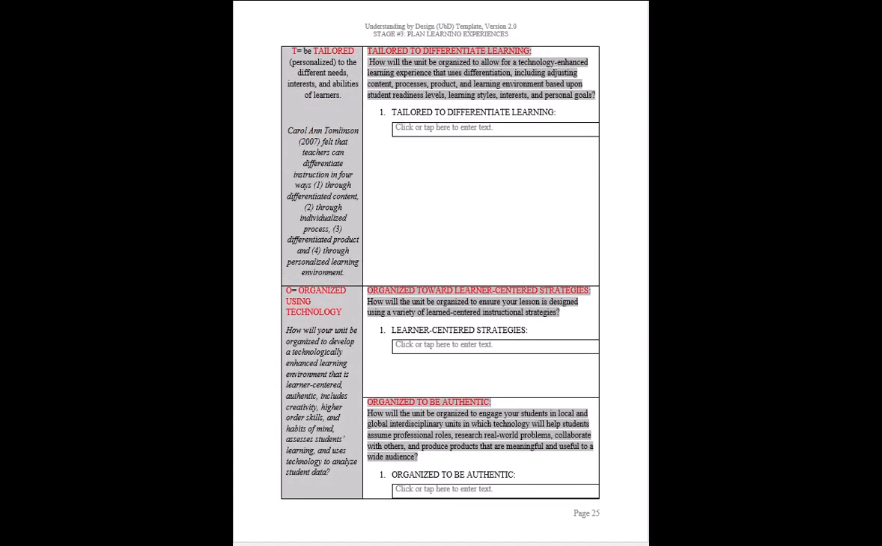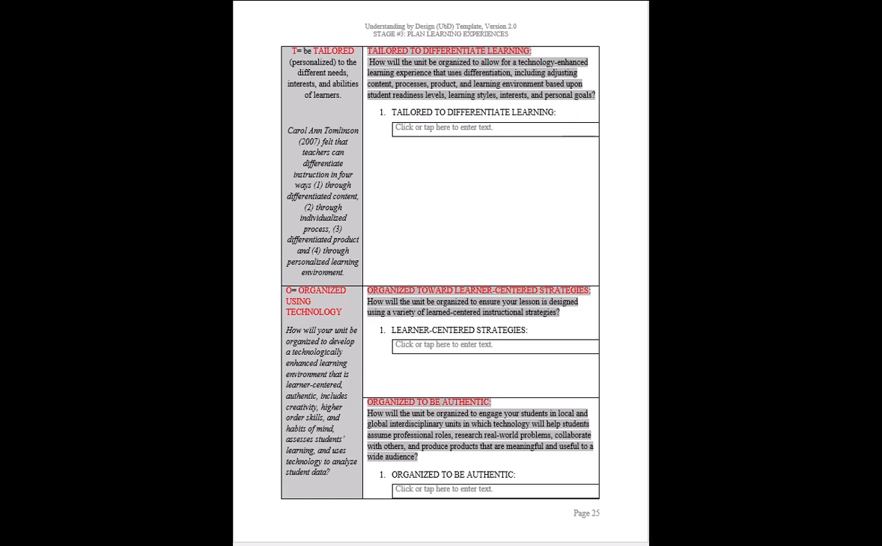Our next section is T for Tailored. This section has one subsection called Tailored to Differentiate Learning, and in this subsection you will explain how the unit will be organized to allow for a technologically enhanced learning experience that uses differentiation, including adjusting content, processes, product, and learning environment based on learning readiness levels, learning styles, interests, and personal goals.